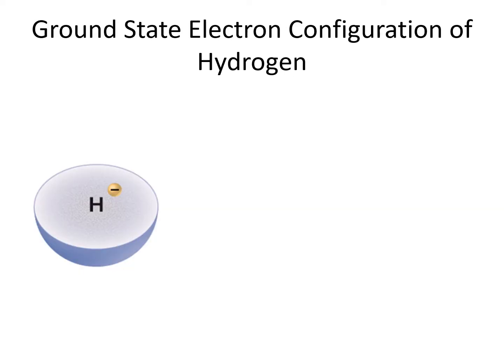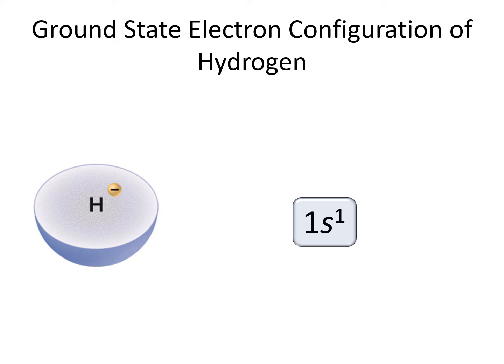Let's start with the simplest atom, hydrogen. The ground state electron configuration for a hydrogen atom is 1s1. When we say ground state, we are referring to having the electrons in the lowest energy configuration possible. This is how they are normally found.